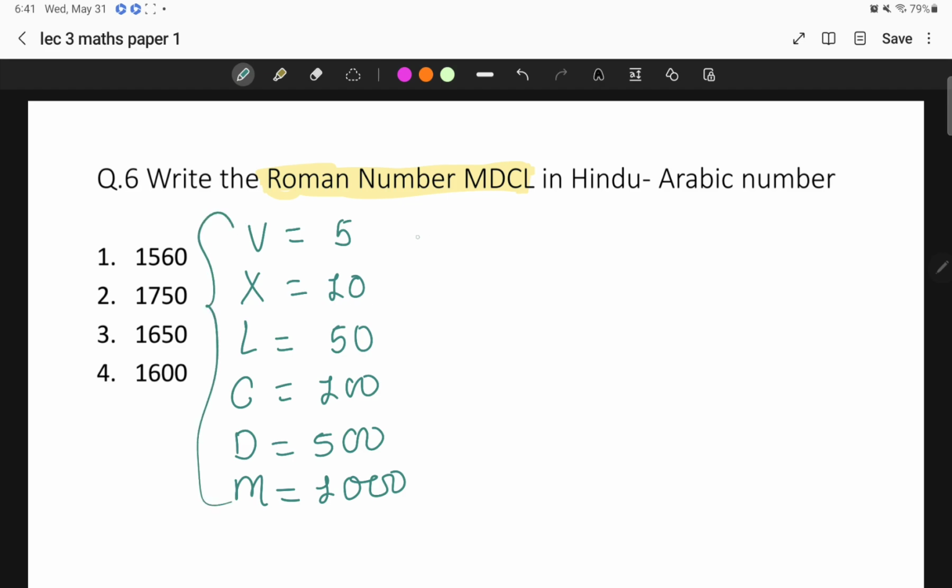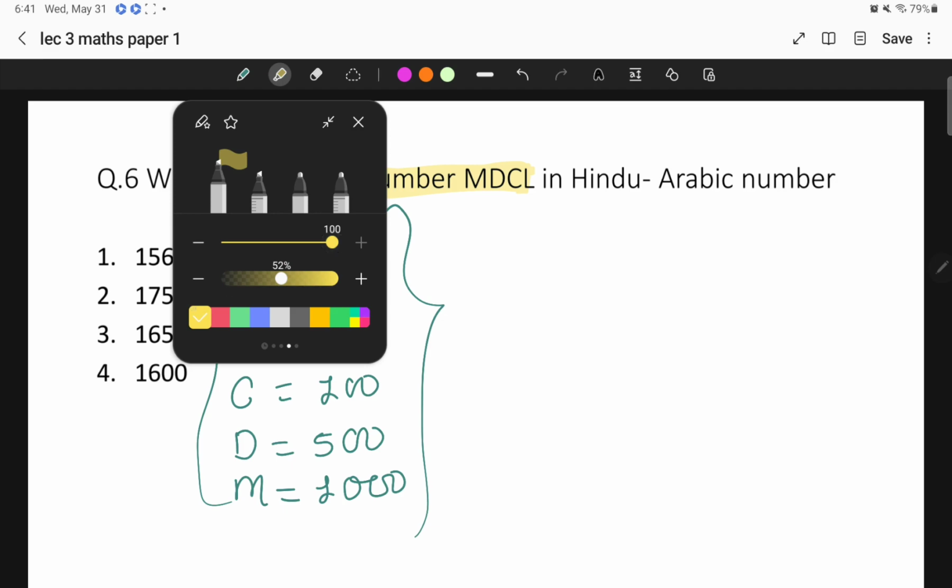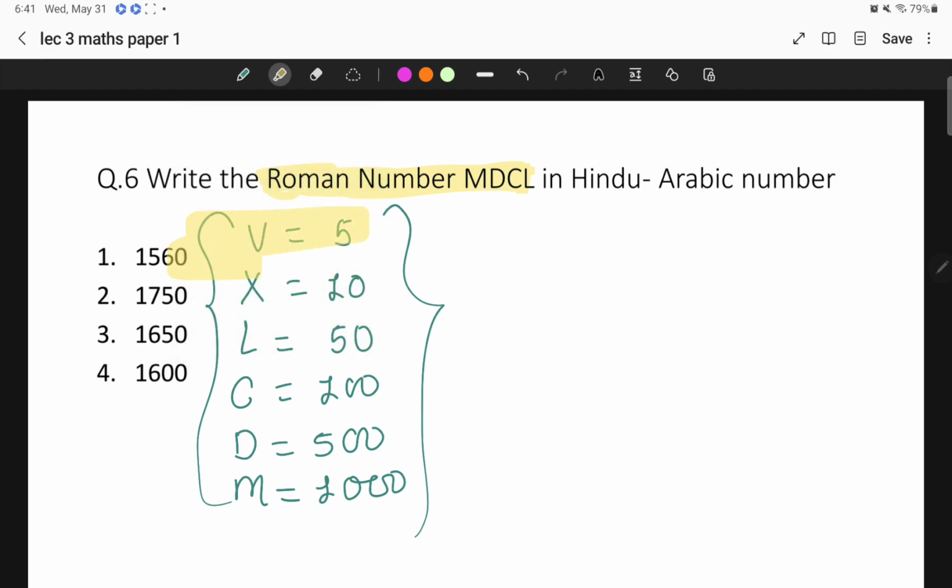Please do make a note of this. If you don't know, this is important.